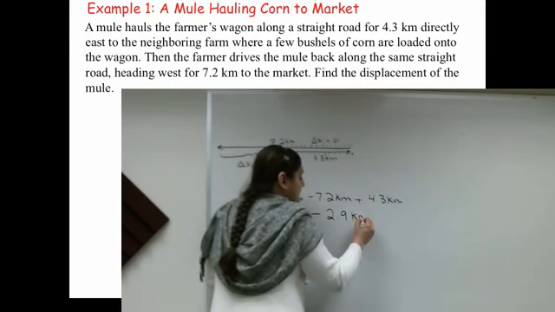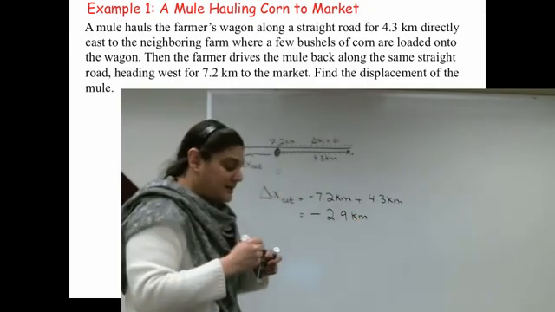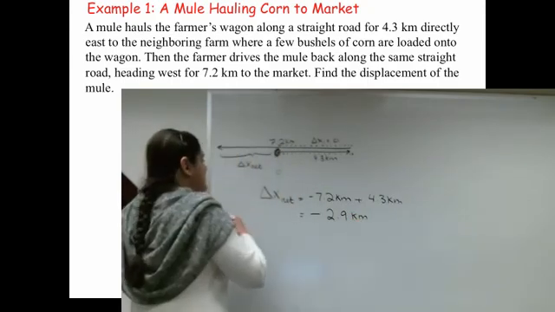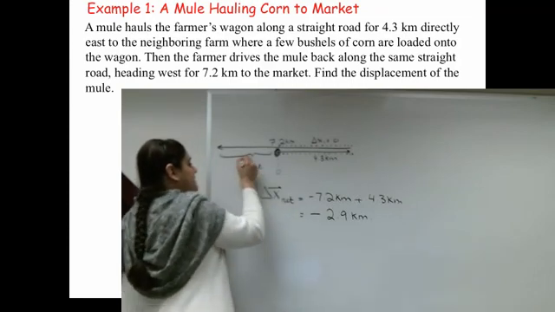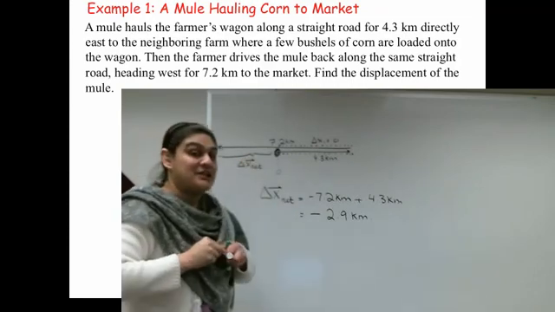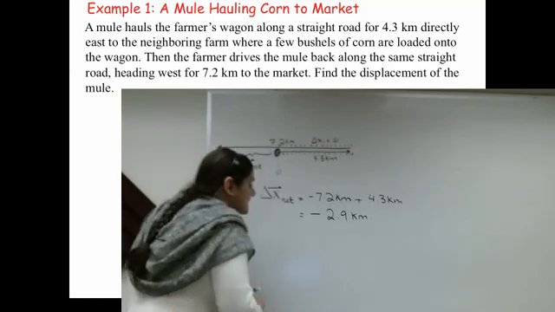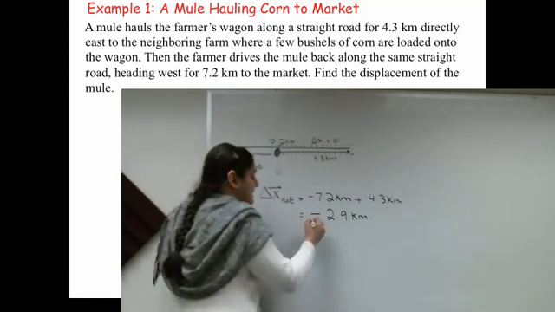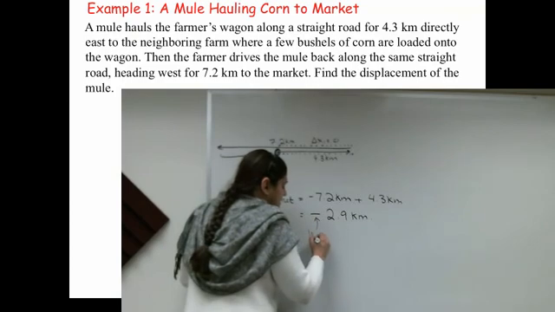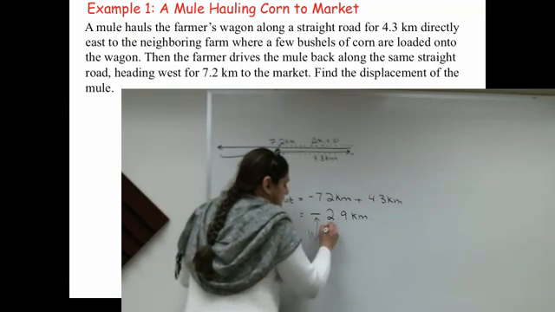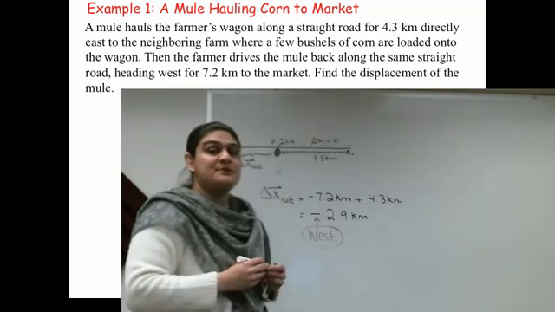2.9 kilometers. Okay? Now, this is a vector, right? So displacement is now a vector quantity. What does my minus sign indicate? My minus sign indicates the fact that I am now moving west, right? Or towards the negative side.